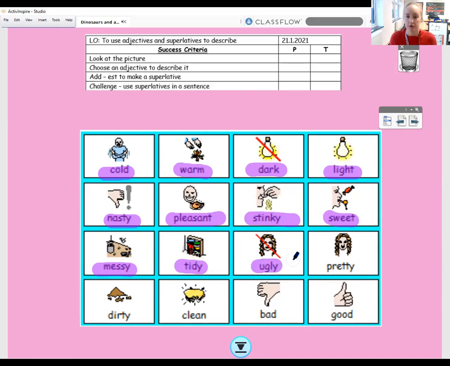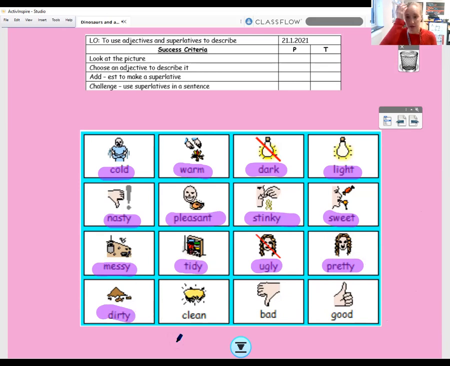We've got the word ugly. Your turn. So ugly is when something doesn't look very nice. We've got pretty, which is the antonym, so pretty. And pretty is when something does look nice, similar to beautiful. We've got dirty. Your turn.